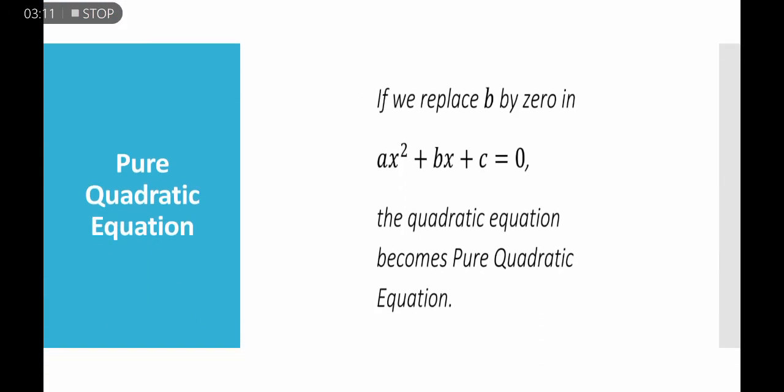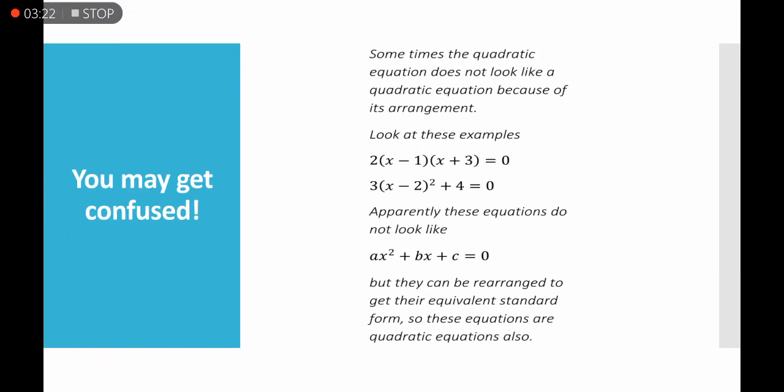Pure quadratic equation. If we replace b by 0 in ax squared plus bx plus c is equal to 0, the quadratic equation becomes a pure quadratic equation.